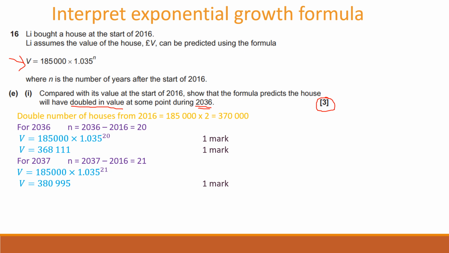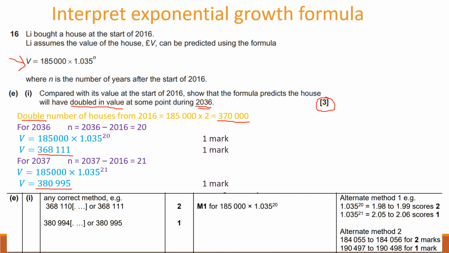But you do need to make sure that you understand what you've just shown here, because this 370,000 is now between the 368,111 and the 380,995. So we have shown that the house price has doubled in that time. Now you can see on the mark scheme there are 2 marks for getting this 368,111. That's the 2 marks here. And then there's another mark for where we put the n is 21 in here, which gives me the third mark.